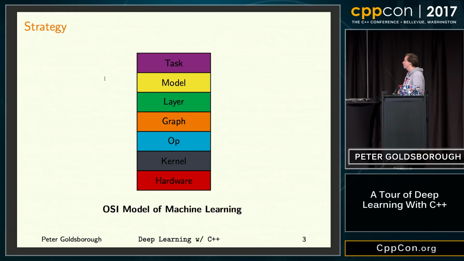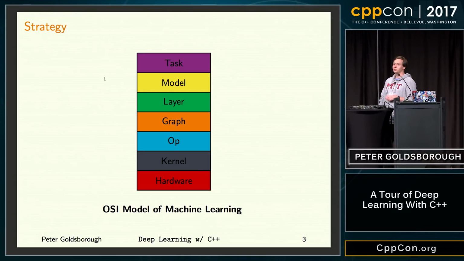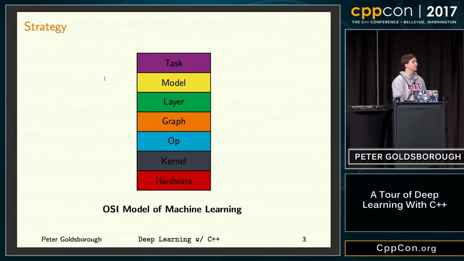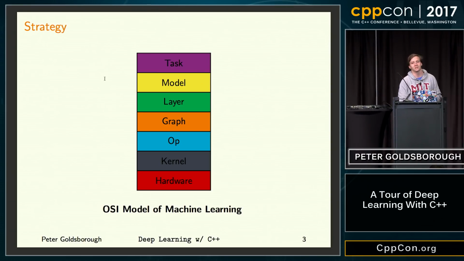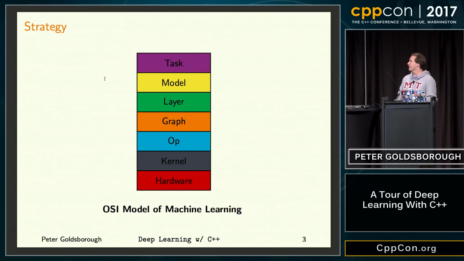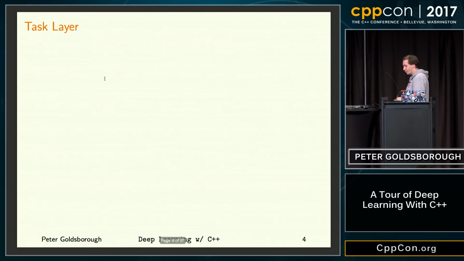And the goal of the whole talk is actually just to show you that machine learning is not this Python thing. It's actually machine learning and C++ can appear in the same sentence. And that's what I'll show you as we go down this stack. So we begin at the task layer.